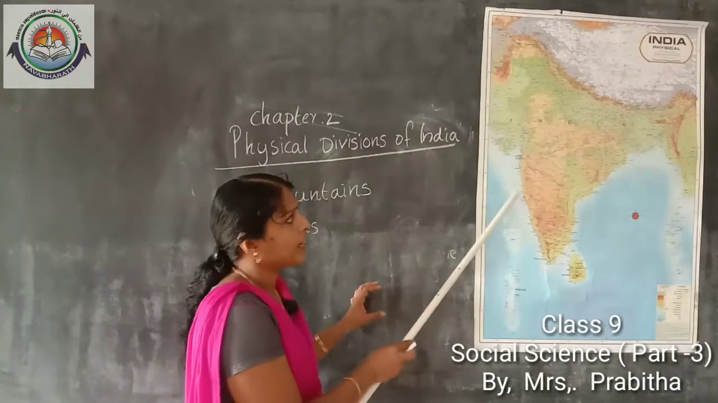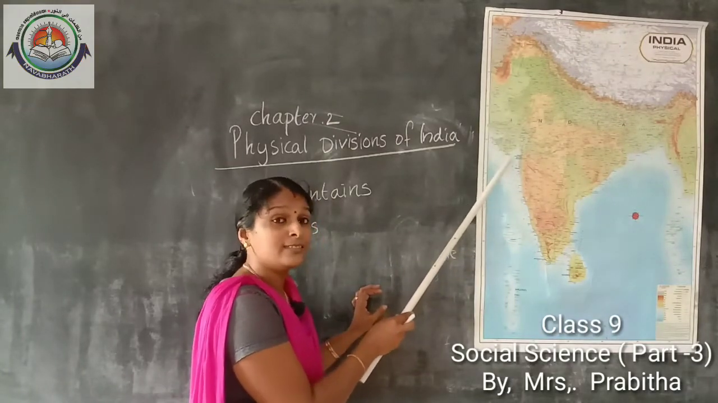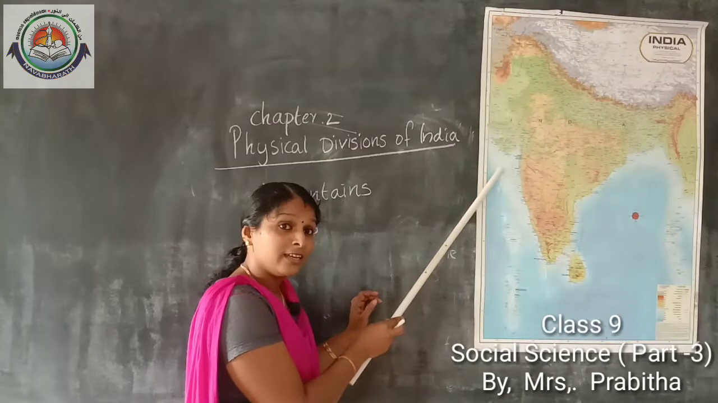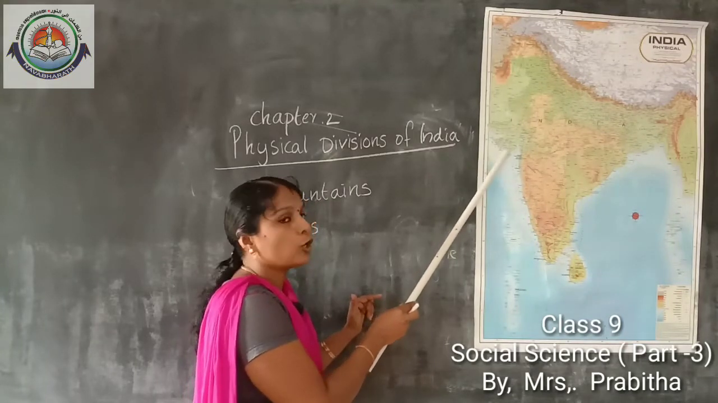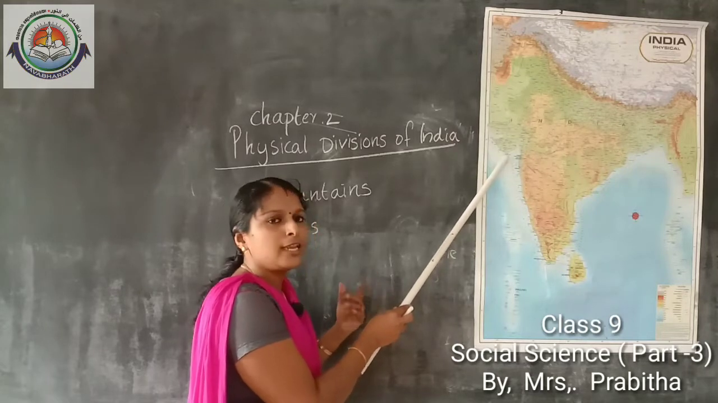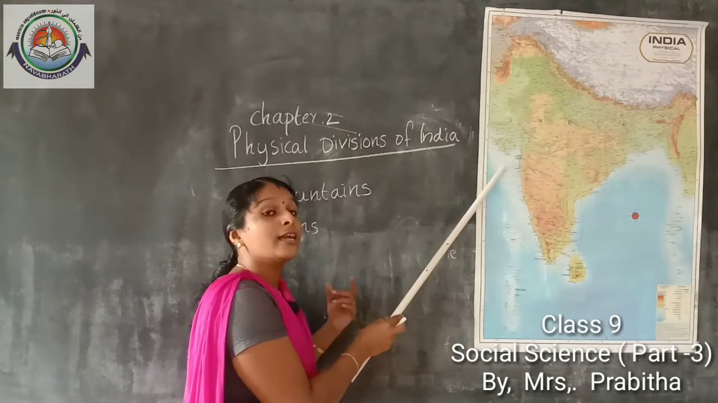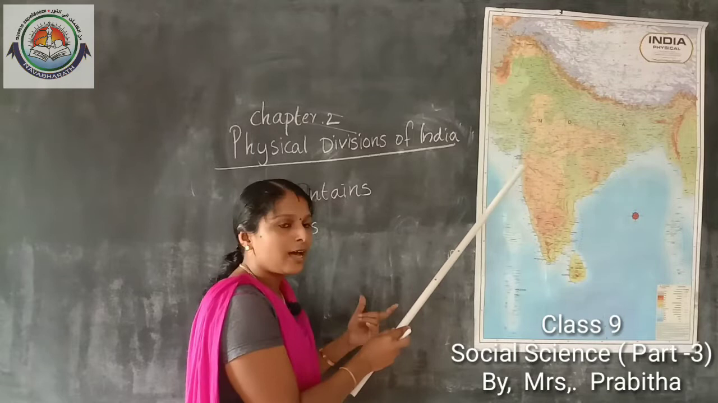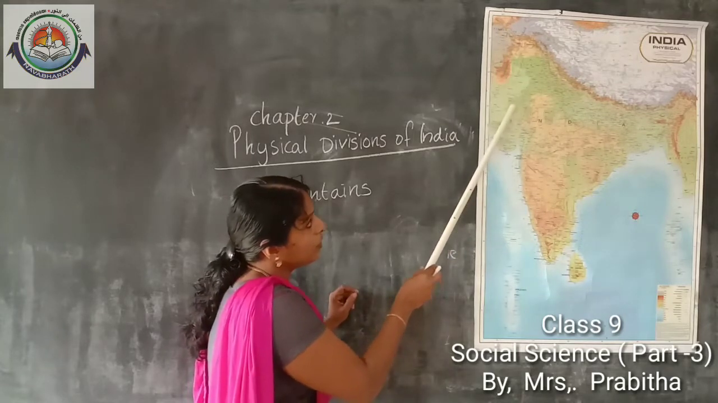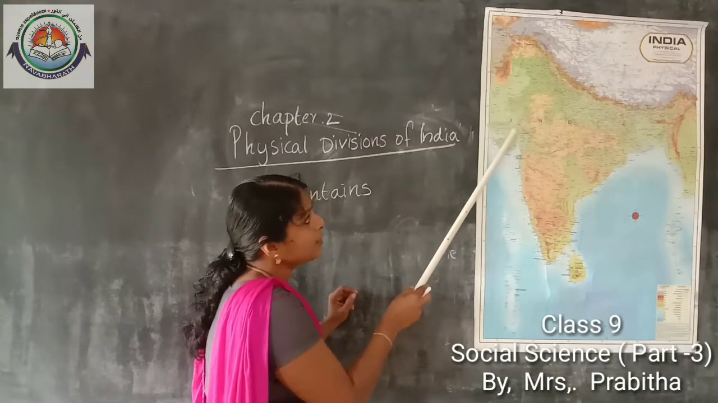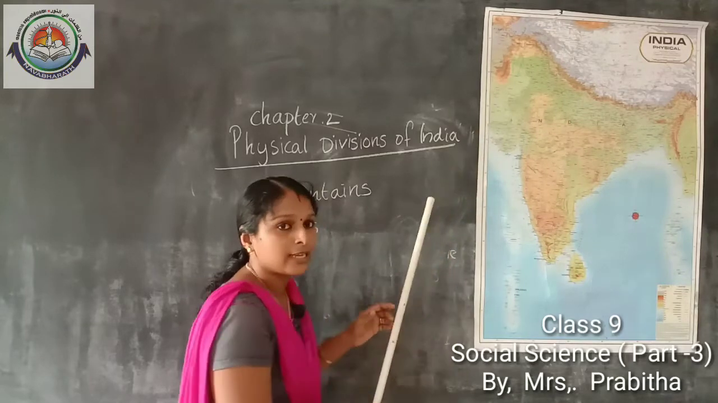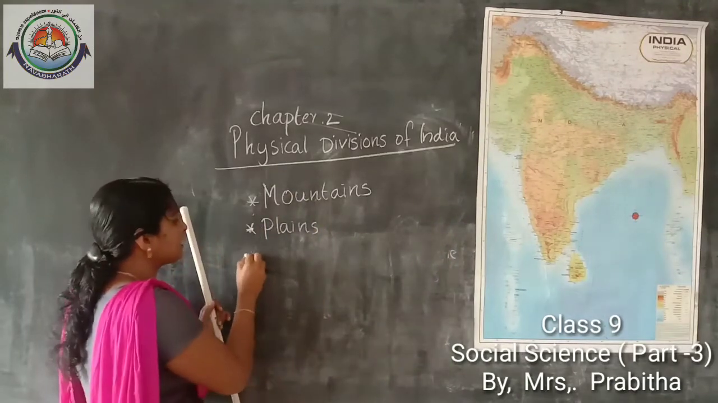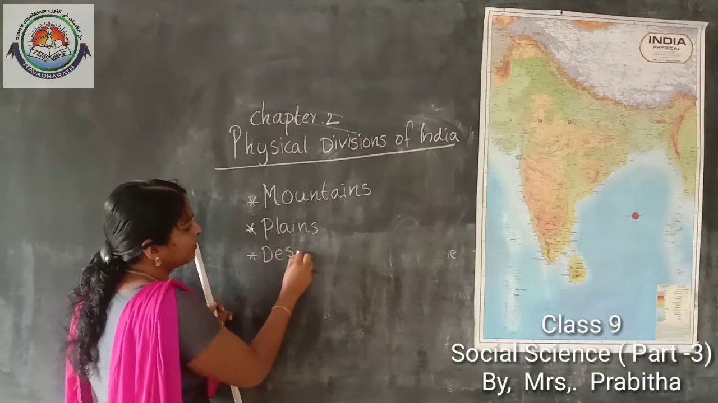Then the third one we have to locate is desert. Where is desert in India? Yes, desert is in Rajasthan and some part of Gujarat. You know what the name of the Indian desert is? Great Indian Desert or Thar Desert. Okay, so here is Rajasthan and here is Gujarat. So this part, Rajasthan and some part of Gujarat, has desert. So the third physical feature is desert.